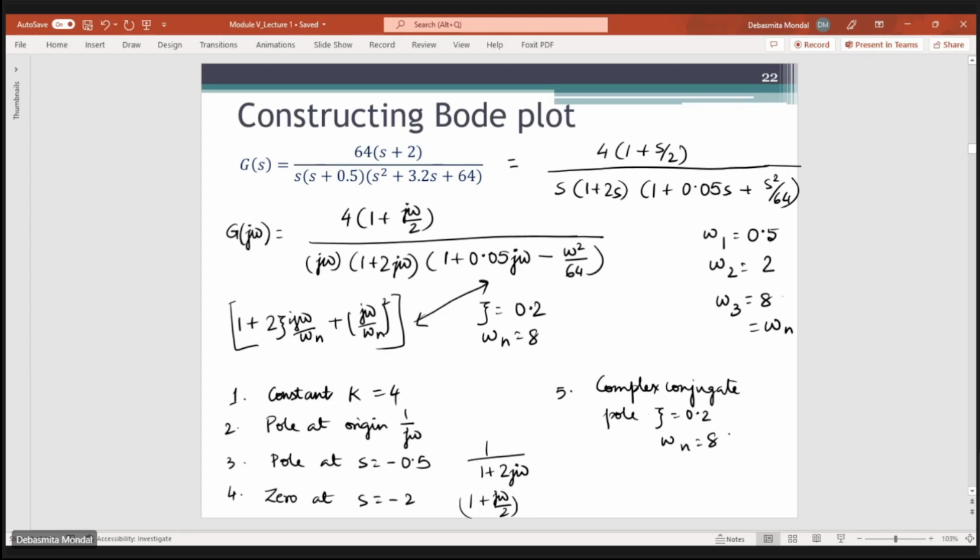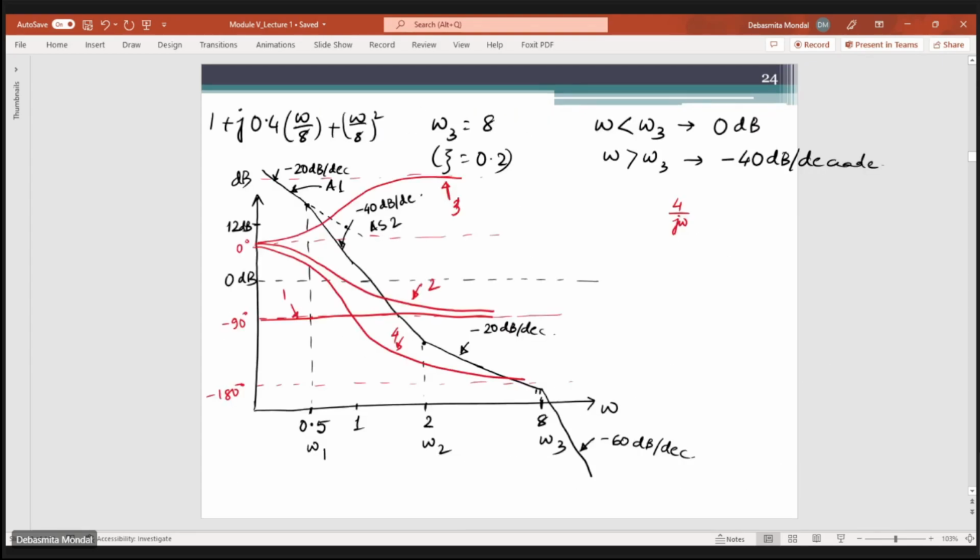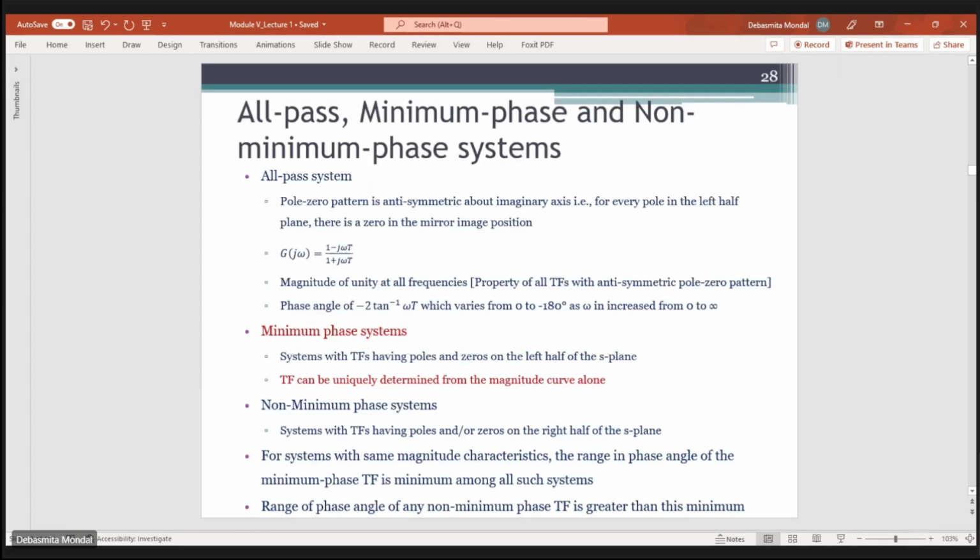Okay, so once you can find out that, you can find out what would be the asymptotic plot, and from the asymptotic plot you can take a few points on this side and that side of the corner frequency, and you can draw the smoothed out final Bode diagram. Okay. So next we will talk about something which is known as all pass, minimum phase and non-minimum phase systems.